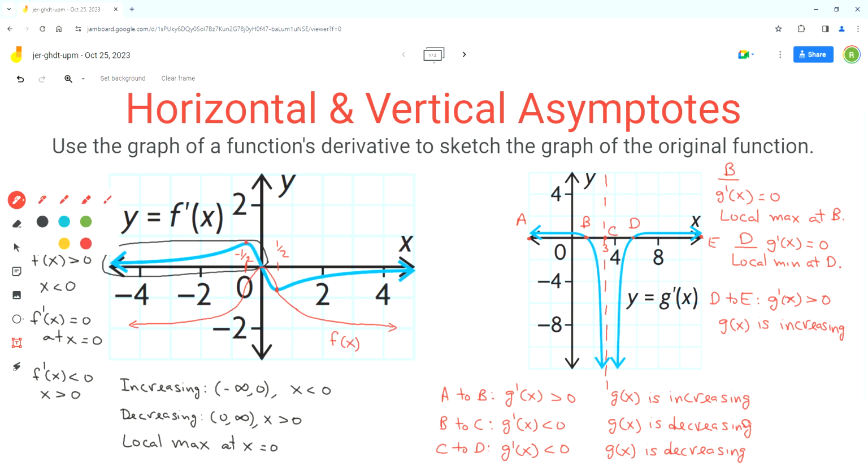So I can use a different color, the yellow color. So let's start with the g at x graph on the left side of the vertical asymptote. Now at point B there is a local maximum, so we can show that like this.